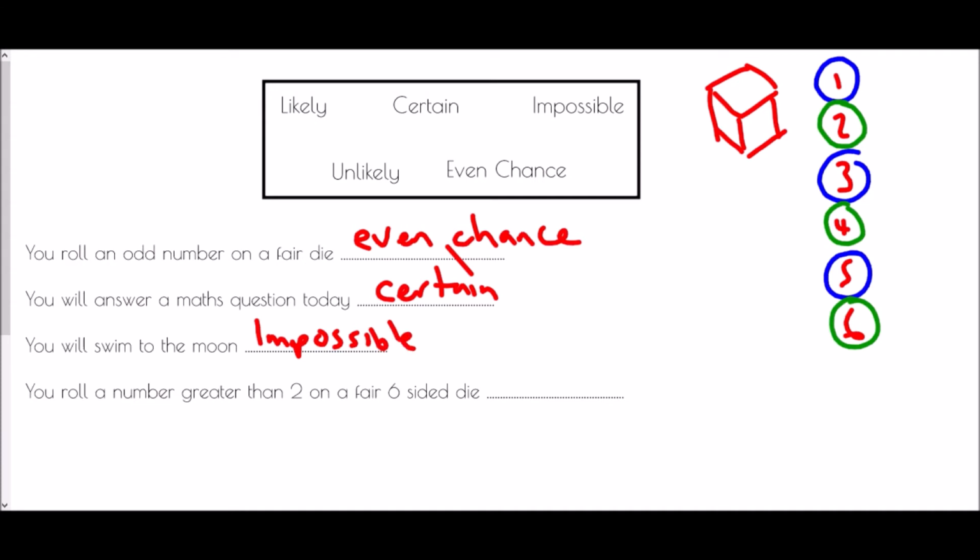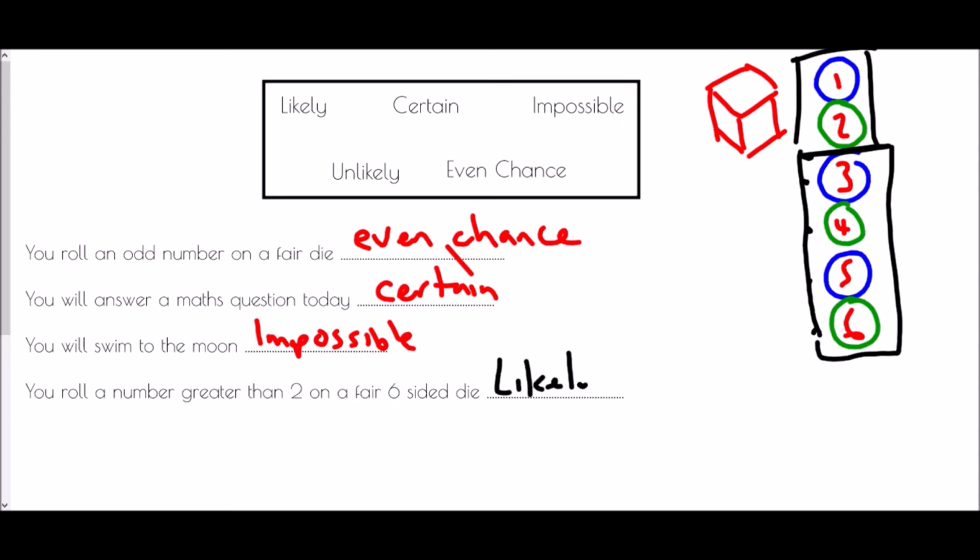And finally, you roll a number greater than 2 on a fair 6-sided die. Well, let's have a look at the list that we already had. What would it mean to be greater than 2? Well, that would mean 3, 4, 5 or 6. There are more ways of getting a number that is greater than 2 than there are of getting a number 2 or less, and therefore that is likely. It's not yet certain, but it's greater than even chance.